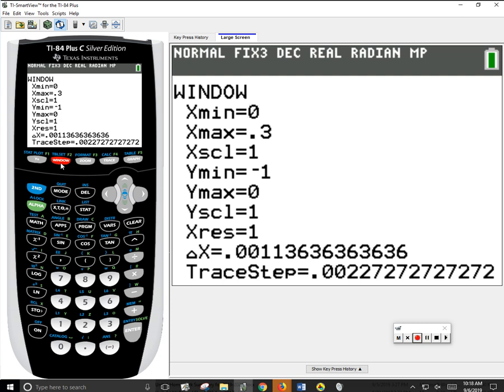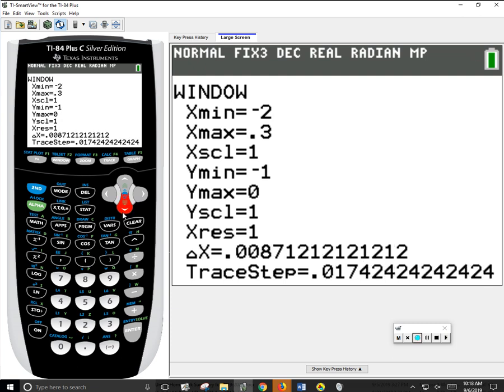For today, 0.3 is going to be useful here in a minute, so we'll just use that. But the one you're trying to get was like negative 2 to 7. Just type negative 2, then 7. Don't change anything else.